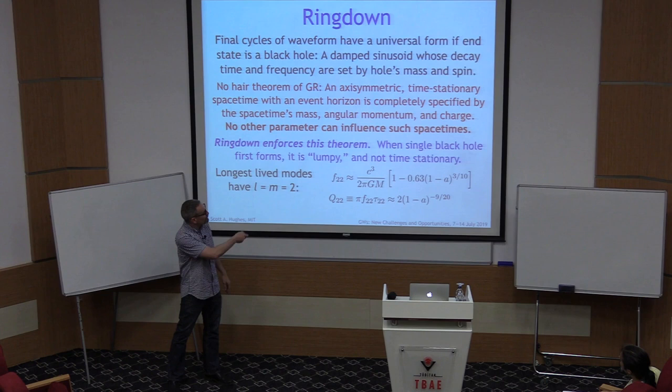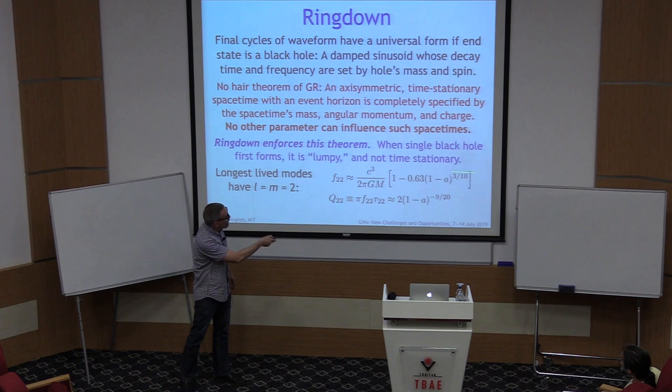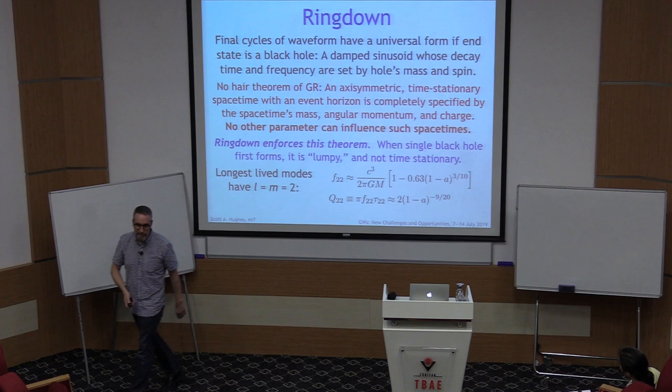This is, by the way, an empirical fit. It does not come from a detailed, rigorous calculation. You solve these things numerically and then you fit polynomials to them. But there's a simple relationship between the mass of that final black hole, the Kerr parameter that describes its spin, and then this quantity Q here, which is essentially a quality factor. It tells us how many times this thing oscillates as it decays away.